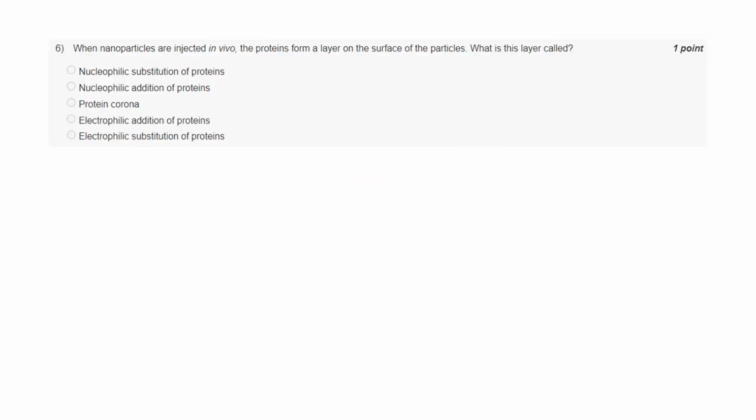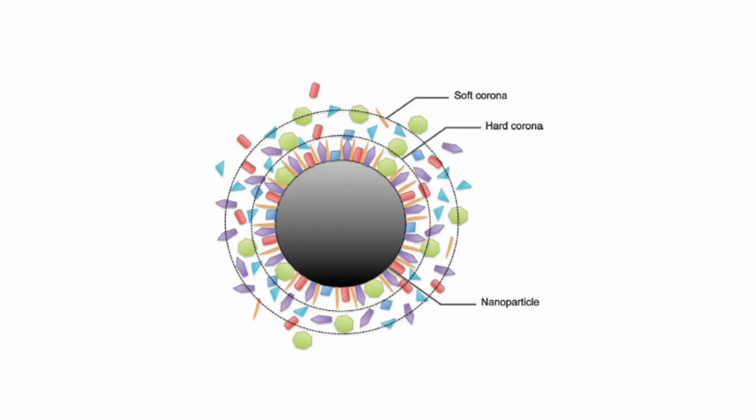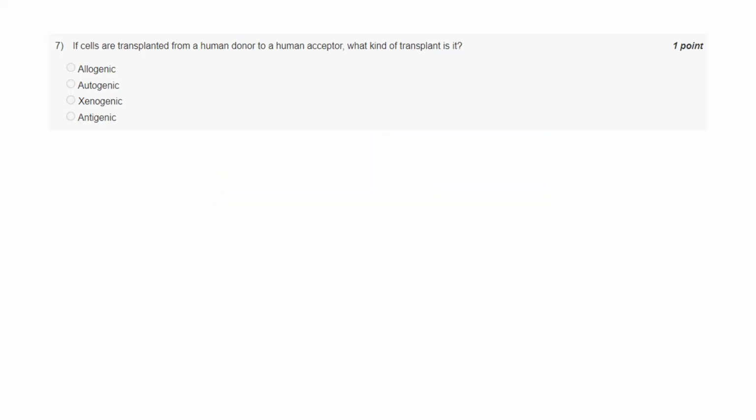Next question was, when nanoparticles are injected in vivo, the proteins form a layer on the surface of the particles, and what is this layer called? The right answer was protein corona. Next, if cells are transplanted from a human donor to human acceptor, what kind of transplant is it? It's known as allogenic transfer.